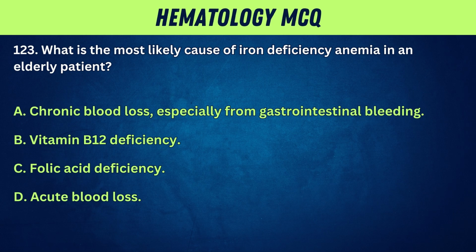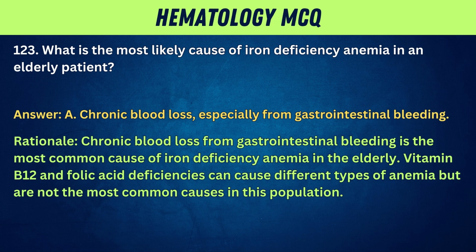123. What is the most likely cause of iron deficiency anemia in an elderly patient? A. Chronic blood loss, especially from gastrointestinal bleeding. B. Vitamin B12 deficiency. C. Folic acid deficiency. D. Acute blood loss. Answer: A. Chronic blood loss, especially from gastrointestinal bleeding.